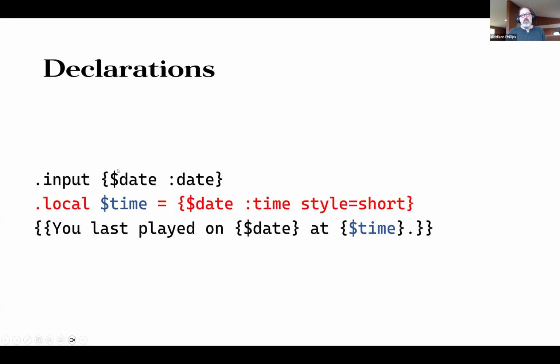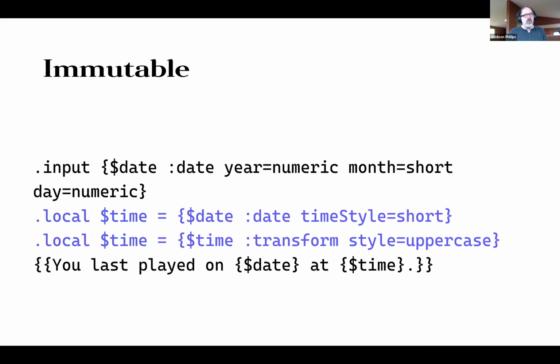In this case, for example, we have a date and we annotate it with date, and then we want to also have a time field because we want to have a sentence where the time and the date are separate in the string. And so here we annotate date again with a different name, $time. Inputs and local declarations are immutable, so you can't use the same name twice. This is illegal. You need to create a second name, local time one, to make the second line potentially valid.